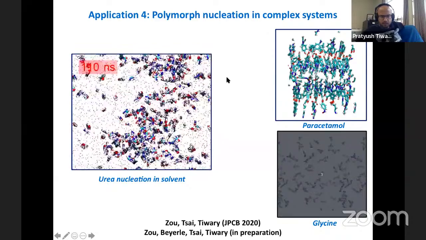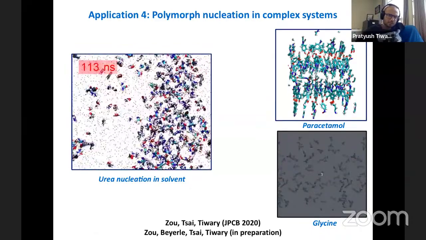Shams, is my screen clear? The corner movies you can see? Yeah, it's clear. I can see.